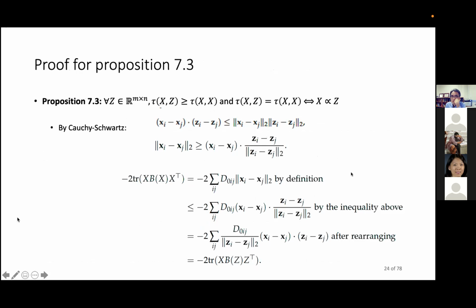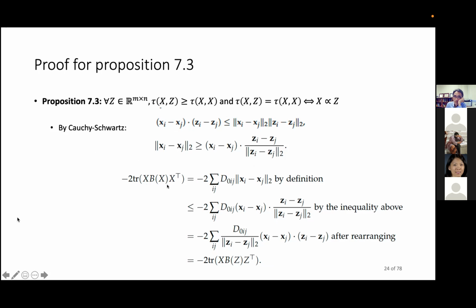The proof for proposition 7.3 uses the Cauchy-Schwarz inequality. These two lines are the inequality and the form that was used in the proof. If we go back, this is the third term, because z only depends on the third term. We just need to show that the third term is greater when we take arbitrary z compared to x.